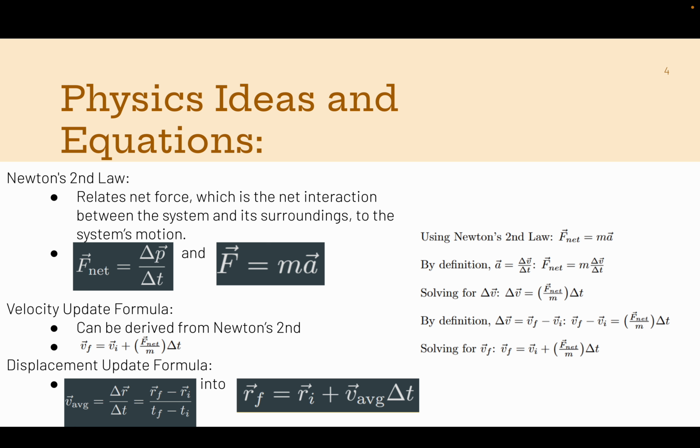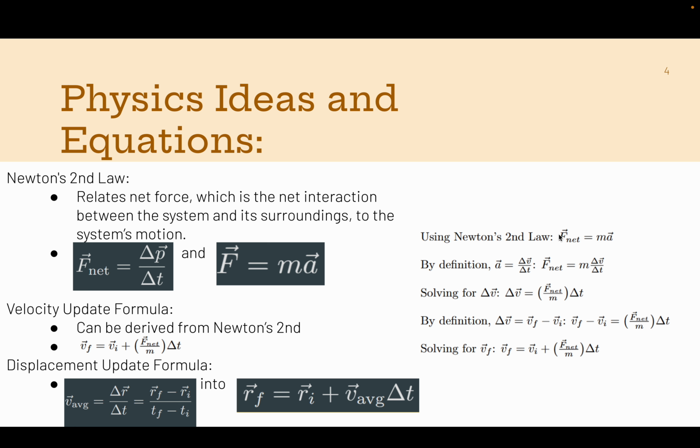The physics ideas and equations we used were, as the basis, Newton's second law. This relates the net force, which is the net interaction between the system and its surroundings, to the system's motion. We have F net equals delta P over delta T, and F equals ma. Through this, we can derive the velocity update formula: Vf equals Vi plus F over m times delta T, and here I derived it on the right.